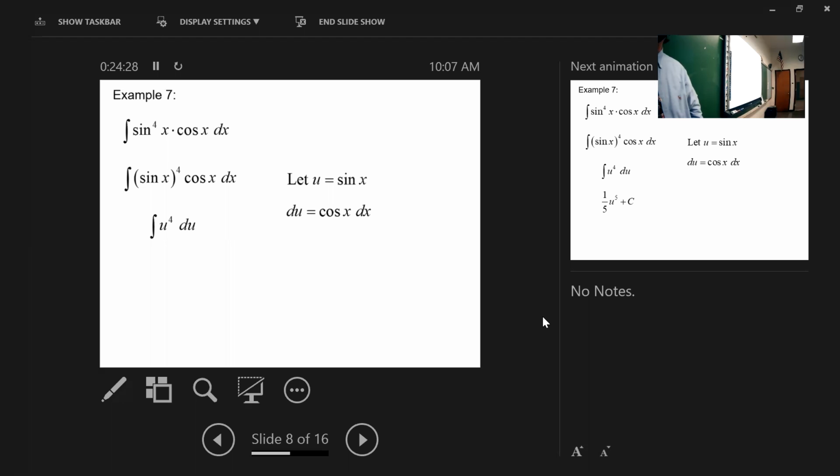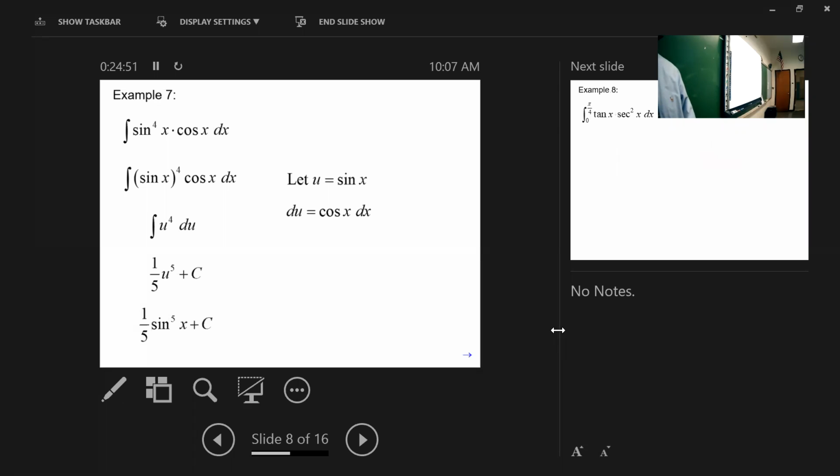So the problem just becomes mu to the 4th d mu. Where'd the cosine go? The cosine is part of your d mu. Your d mu is cosine x dx. So now you just anti-differentiate. Mu to the 5th divided by 5 plus the constant. What's mu? Mu is sine x.